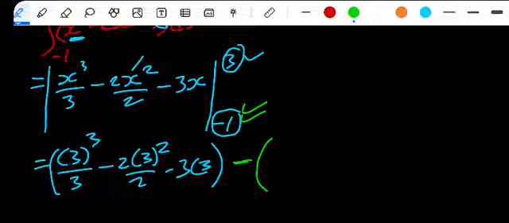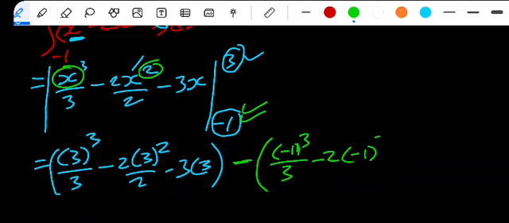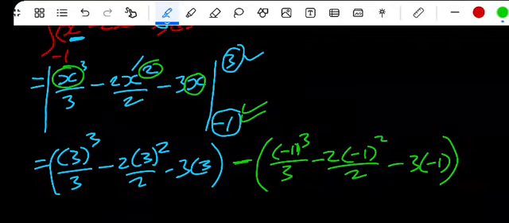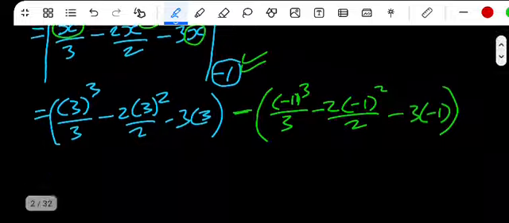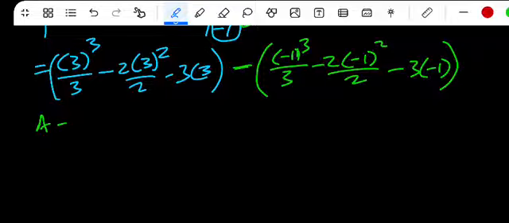Now we will substitute -1. We have -1 cubed divided by 3, minus 2 times -1 squared divided by 2, minus 3, then here we put -1. All right, so let us find this area now. Remember, this is simply just the area. Here you will obtain your area. This answer will be the area. So we'll punch all of this.